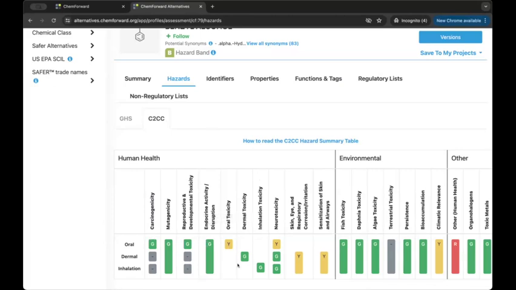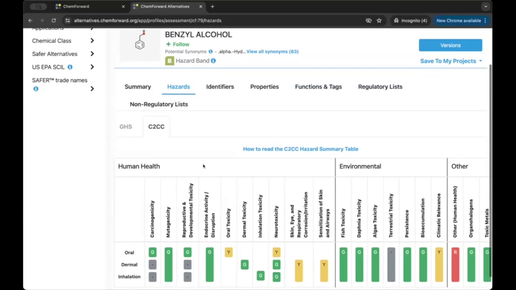Here it says yellow for oral tox, it would be yellow for neurotox, as well as respiratory, skin, eye corrosion, irritation, and sensitization. But this would be substantially a better or safer option relative to the one that we were just looking at previously, because it did not have a data gap. Does that answer your question, or would you like to look at another example?